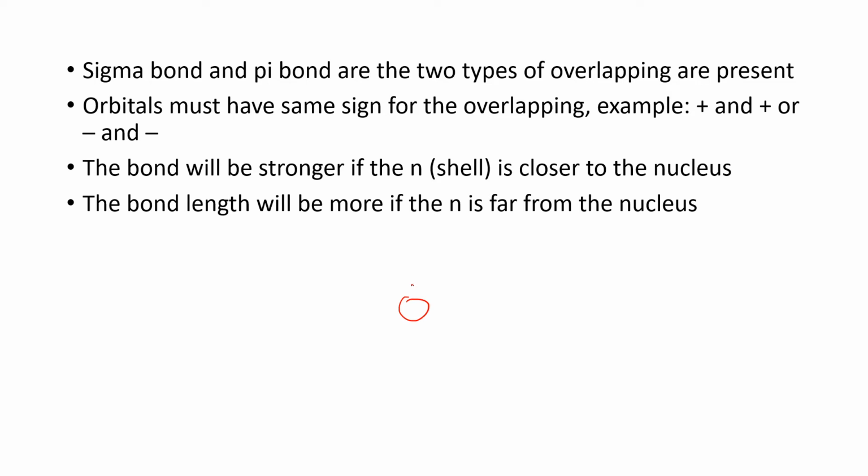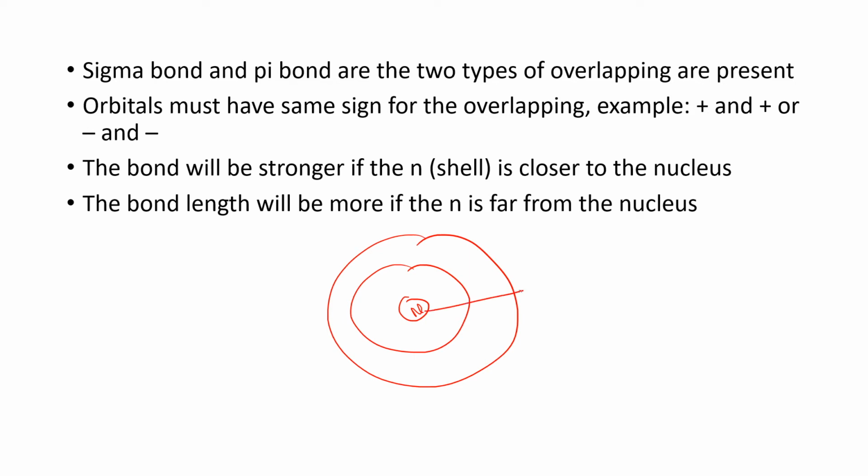So for example, this is the nucleus, and around the nucleus you can see the shells. Okay, not the orbitals, the shells. The nucleus and shells. So for example, in this case, if the distance between the nucleus and the shell increases, what will happen? The distance will be more. And for example, this is another atom. So in this case, if the distance is more from here to here, the bond length will be more, and there will be less bond strength. Okay, bond length will be more, the strength will be less.